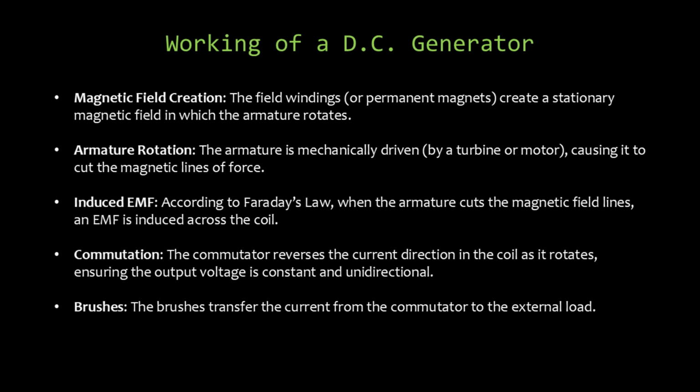Let's walk through the working mechanism of a DC generator. It begins with creating a stationary magnetic field using field windings or permanent magnets. The armature is mechanically driven, typically by a turbine or motor, causing it to cut through magnetic field lines.